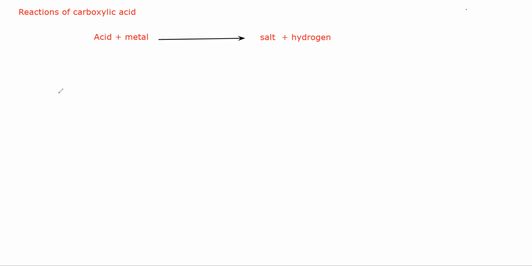So carboxylic acid, if you take any example, like CH3COOH. So this is ethanoic acid. Eth because there are two carbon and they have a single bond, and oic acid because of carboxylic acid. It reacted with metal. Example, sodium is a metal here, Na.